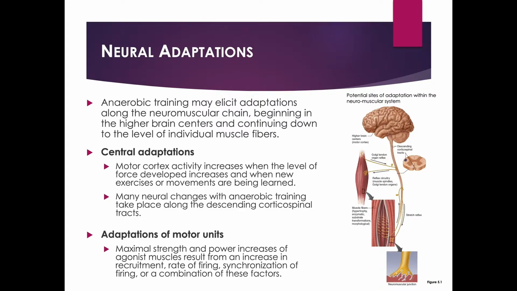Okay, and then from there, the motor cortex learning adaptation starts to trickle all the way down into the actual motor units themselves. And there you get the physiological changes. You get an increase in the contractile properties, looking at the firing rate, the recruitment, synchronization of the firing, a combination of all those factors. These are the initial parts of training.